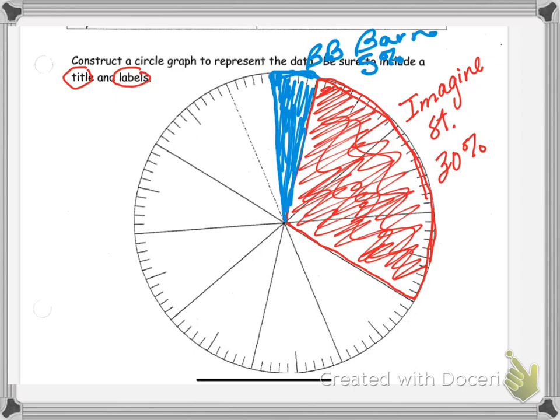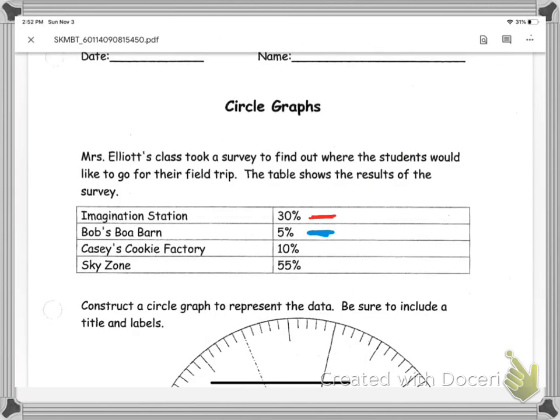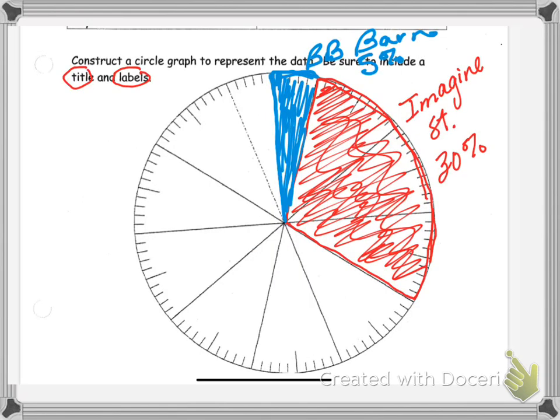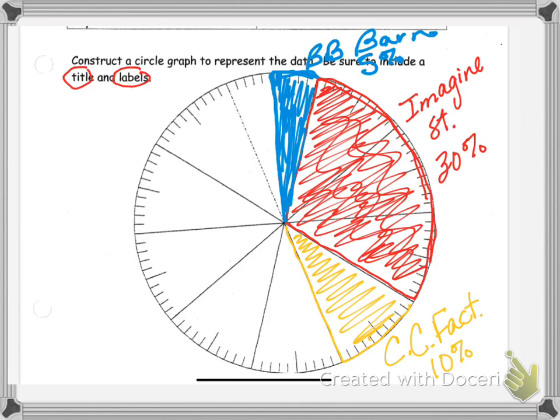All right, going back. The next one we have is Casey's Cookie Factory. Switch colors here. So Casey's Cookie Factory got 10% of our votes. So I'm going to go back, and I'm just going to go to the other side of my Imagination Station and color in 10. That's one large pie piece. There we go. And Casey's Cookie Factory. Again, I'm abbreviating because of space. And that was 10%.